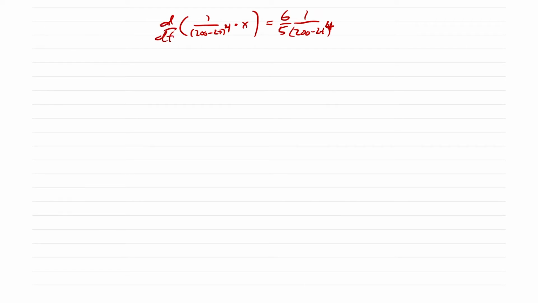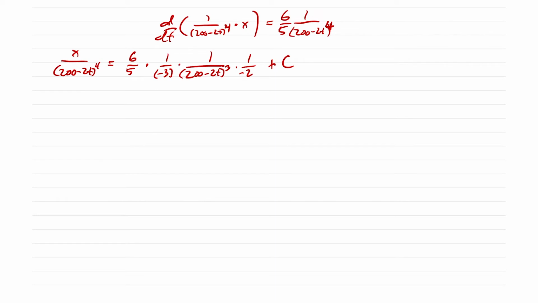Left hand side just canceled by the d by dt. So we get x divided by (200 minus 2t) to the 4. And on the right hand side, we get 6/5 times, what is it going to be, 1 over -3 times 1 over (200 minus 2t) to the 3rd. So adding 1 to the exponent, then we need to divide by -2 by the chain rule. All right, plus c.